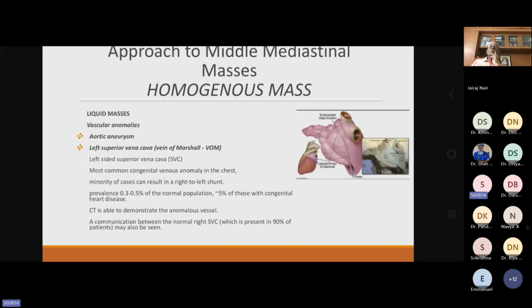Venous vascular anomalies include the aortic aneurysm, left superior vena cava, and the vein of Marshall. Left superior vena cava is the most common congenital venous anomaly in the chest. A minority of the cases can result in right to left shunt. Prevalence is 0.3 to 0.5% of the normal population. CT is able to demonstrate the anomalous vessel, and a communication with the normal right SVC is present in 90% of the patients.